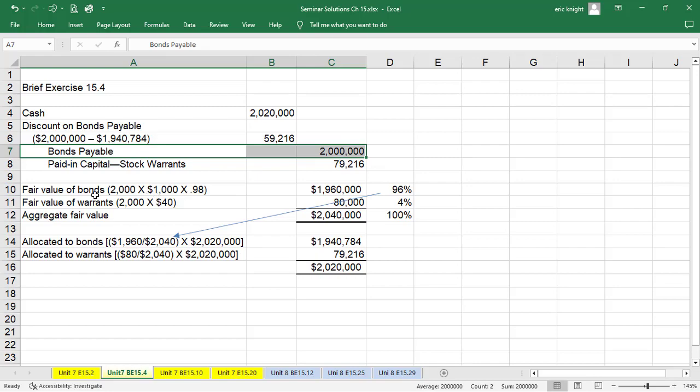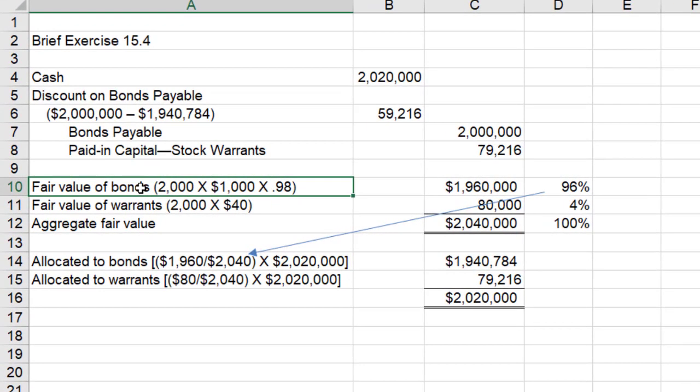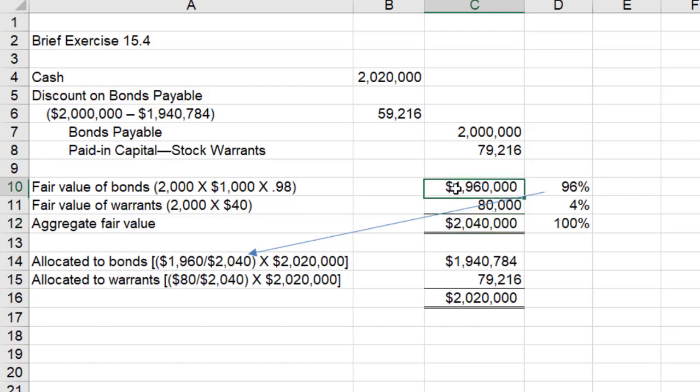So what we need to do is jump down here and look at the fair value. At the time the bonds were selling, the fair value was 98% of the bond by itself. The warrants by themselves were $40. So if you look at that and add them up, that means the total fair value is 2,040,000. And so we can use this as the allocation percentage. Well, 1,960,000 divided by 2,040,000 equals 96%.